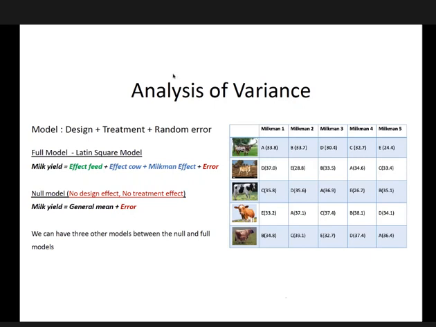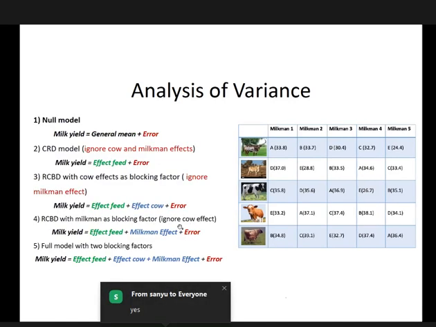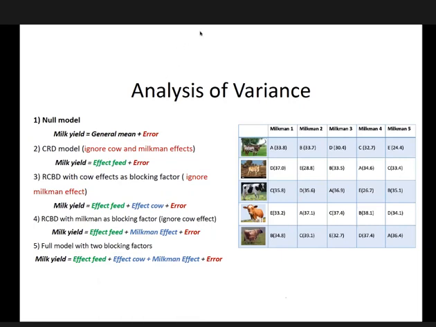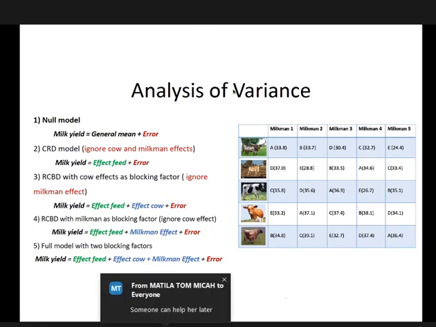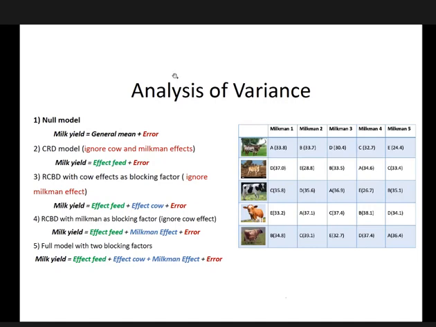Okay. So we still have 3 other models. So model number 1. So we can start with what is called a null model. So this is a model which assumes that milk yield is not affected by treatment, is not affected by the cow, is not affected by the milkman.